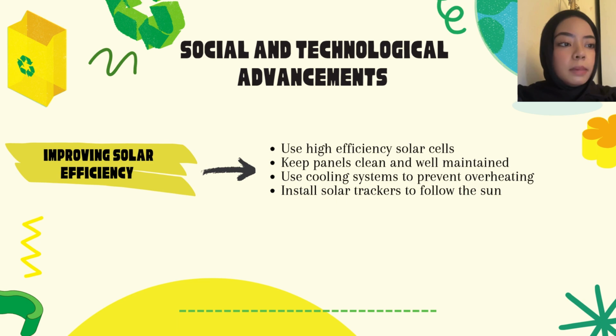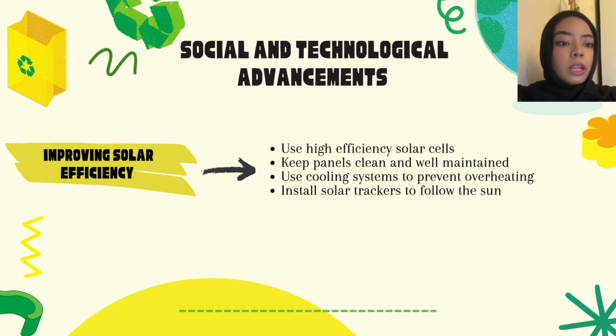The second one is keep panels clean and well maintained. Dirt, dust, and bird droppings may be some of the reasons that could reduce light absorption. So we need clean panels to maintain maximum surface exposure. The third one is use a cooling system to prevent overheating. As we all know, solar panels lose efficiency as they heat up. We could use passive cooling such as air vents, or active cooling, to regulate the temperature.